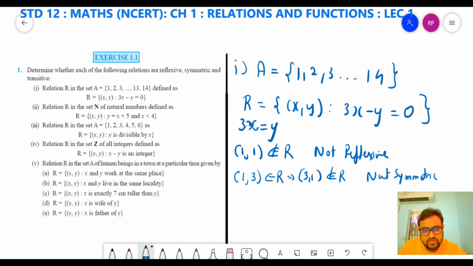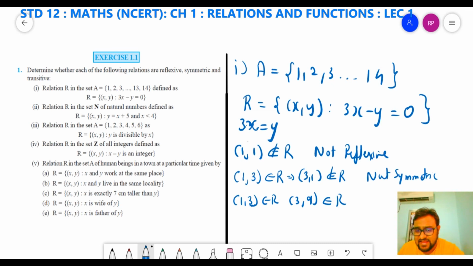Now, for the third case, transitive. Let's take (1, 3) belongs to R. When I take x equal to 3, then 3 into 3 is 9, so y will be equal to 9. (3, 9) will also belong to R because we have the elements 3 and 9 both, right?